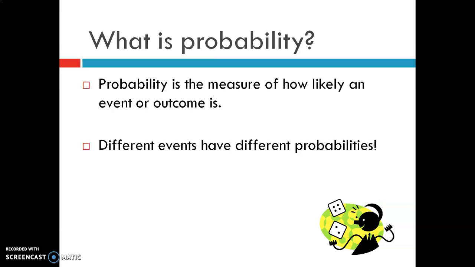Suppose you are flipping a coin. In that case, what is the probability of the head event? What is the probability of the tail event? If you are flipping two coins at a time, in that case, what is the probability of HH? What is the probability of TT? So this is nothing but the event. So different events have different probabilities.